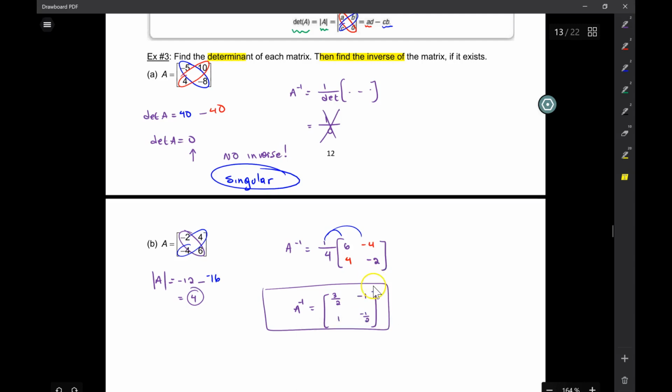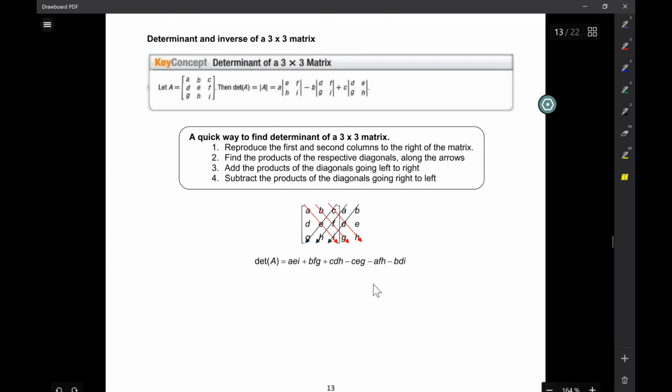Let's talk today about how we find the determinant and the inverse of a 3 by 3. So a 3 by 3 matrix, right? We know what it looks like. So here's a quick way to find the determinant. This is one way, okay? It's the formal definition way here in the box up here. But there is a very quick way to do it. So here's the quick way to find the 3 by 3 determinant.